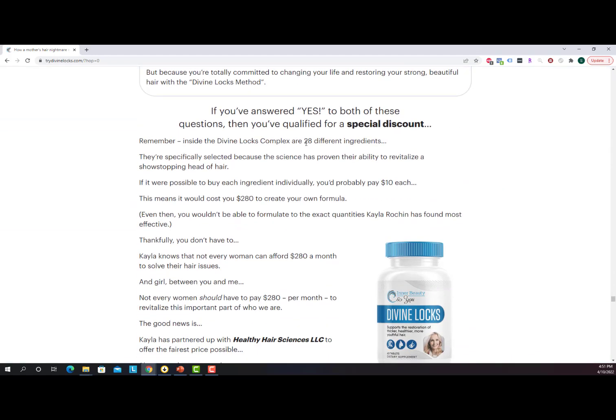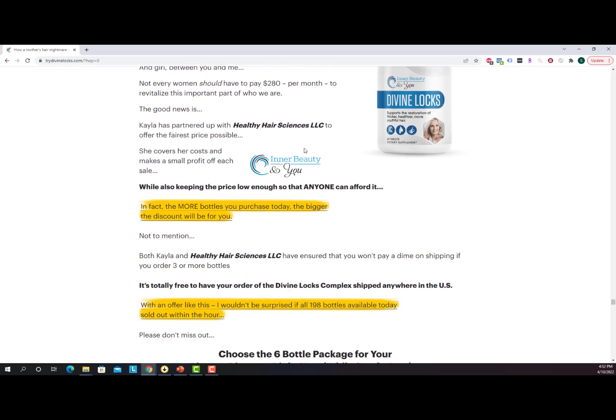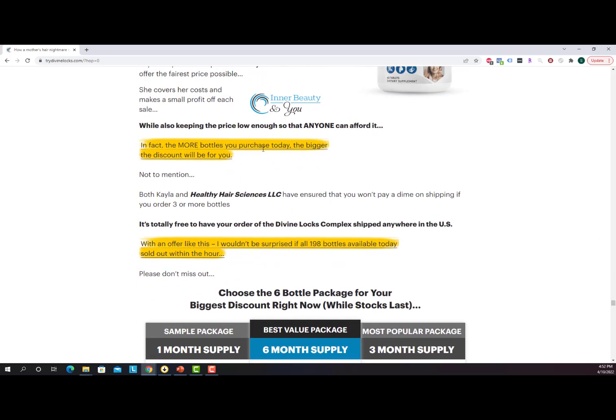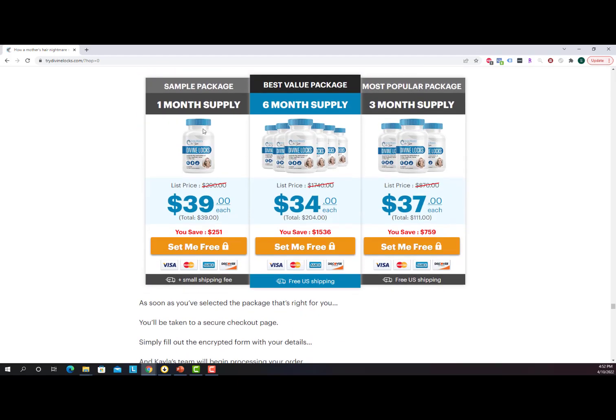And now it's time to sell it, the call to action. The more bottles you purchase today, the bigger the discount will be for you. So getting that average order value up. All right, so now we've got the first CTA. Set me free, not add to cart, set me free, volume discount. The more you buy, the more you save, and the higher that average order value goes up.